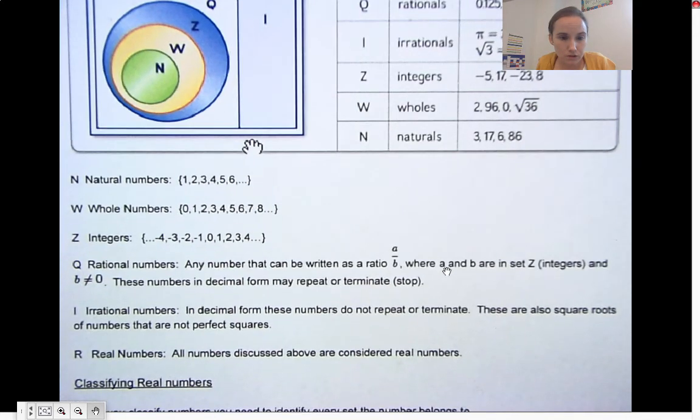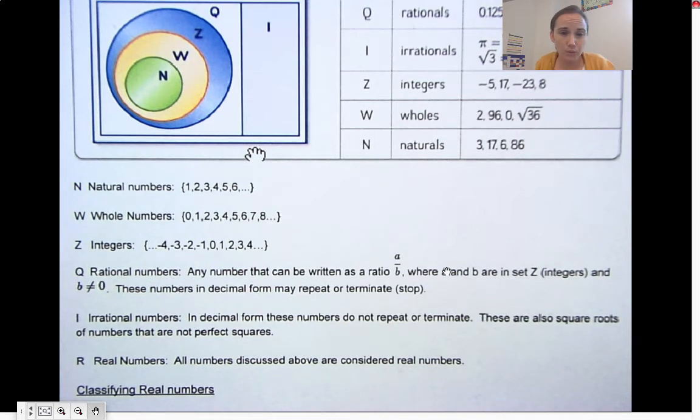Now, irrational numbers, in decimal form, these numbers will not repeat and they will not terminate, like the value pi. We'll also talk about a value called e this year. If you know anything about pi, a lot of people say, oh, it's 3.14. Well, it's not 3.14. That's its approximate, that's its estimate, but it's 3.1415, and you keep going on and on and on, and it never repeats and it never ends.